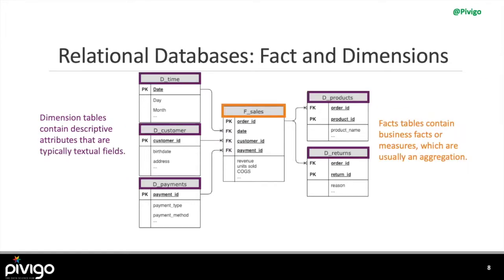In a relational database, data is stored in tables. These tables are usually grouped as facts and dimensions. Facts contain the business facts and measures such as revenue, cost of goods sold, or units sold. The raw data for these facts may be stored in tables but are not always made visible due to security. On the other hand, dimension tables contain descriptive attributes such as a customer's profile information or product information.